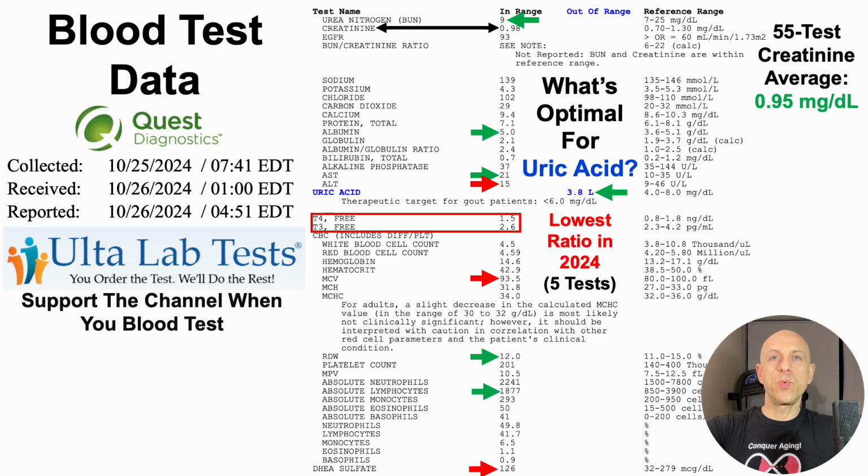And then DHEA sulfate at 126 might be a bit low, and I'm not sure about that. So androgens decline during aging. And in my data, I have a couple of data points from about 15 years ago where they were at 300. But I was also experimenting with supplementing with DHEA.